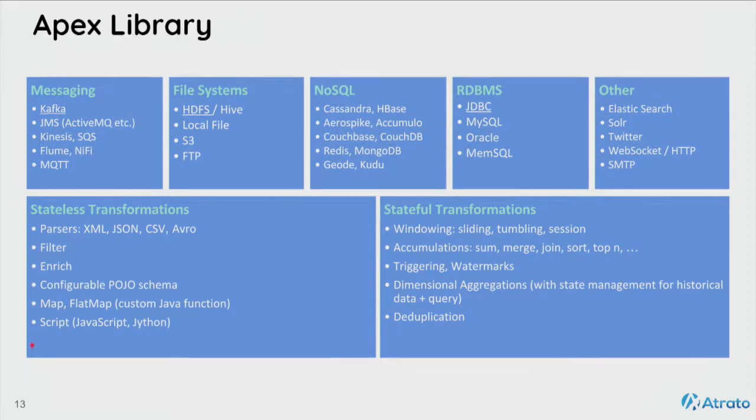So you see some of those things here: connectors for messaging, file systems, NoSQL, RDBMS, and some other connectors. And then most importantly, because that's the whole purpose of building the pipelines, to do transformations. So there are parsers, filters, enrichment, and other element-wise or tuple-by-tuple operators, and then stateful operators like what we are talking about here, where you can do aggregations and windowing and have the data in memory.